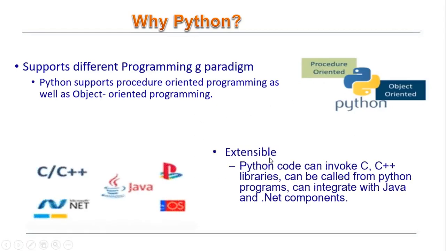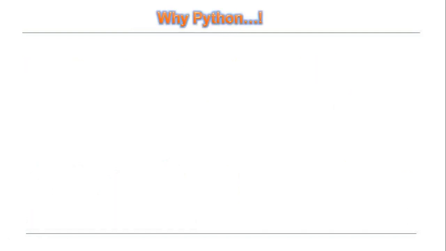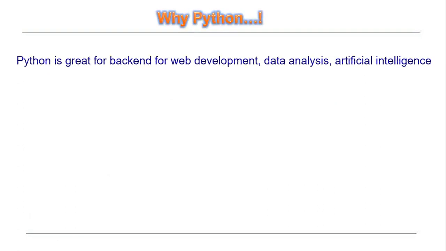Now, extensible: Python code can invoke your C++ libraries. It can be called from any programming language also, and we can easily integrate the code which we have written in C++ and Java. So it can be integrated with Java and other components like .NET components also. We can easily integrate all these programs into Python. So that is what extensible means.